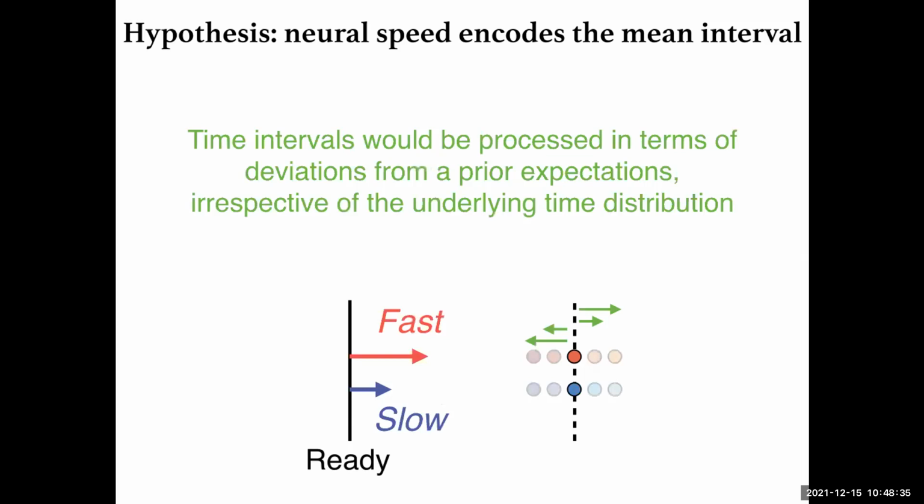The reason why this hypothesis was appealing to us is that what it allows the system to do is to encode each individual interval within each distribution as a deviation from the mean. That is to say, we have an invariant representation of the interval, which is not an absolute measurement, but now a relative measurement relative to the mean, which is consistent with this idea of a predictive process.